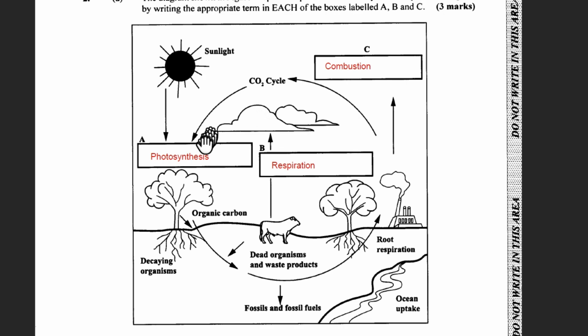So A is going to be photosynthesis, because this is going to be the process that takes carbon dioxide out of the atmosphere and puts them into green plants. B is going to be respiration, which animals and plants do to put carbon dioxide back into the atmosphere. And C represents the burning of the fossil fuels, and that's going to be combustion.